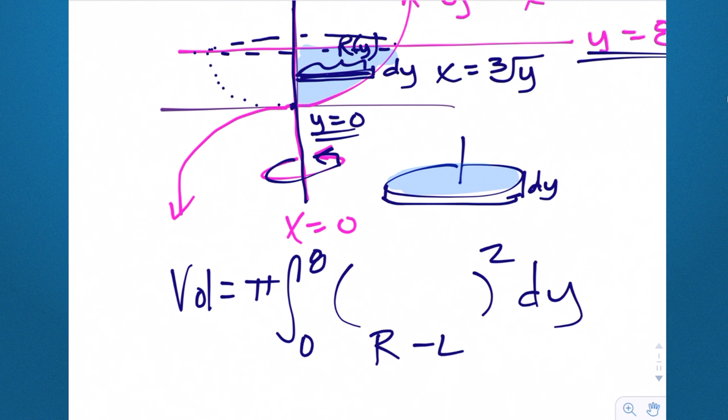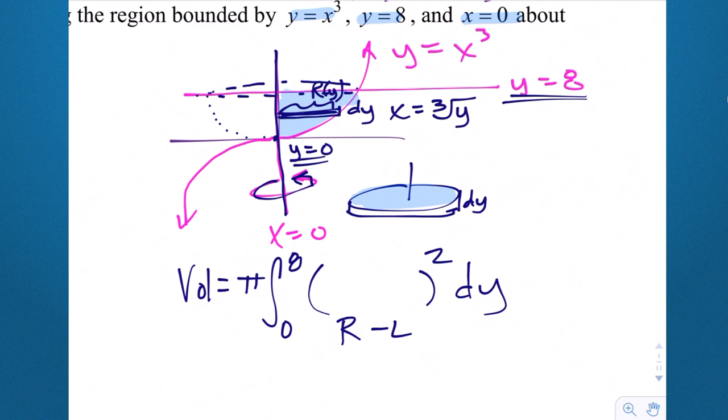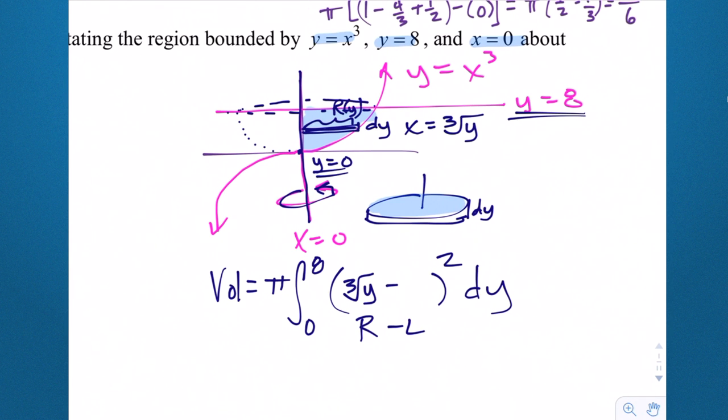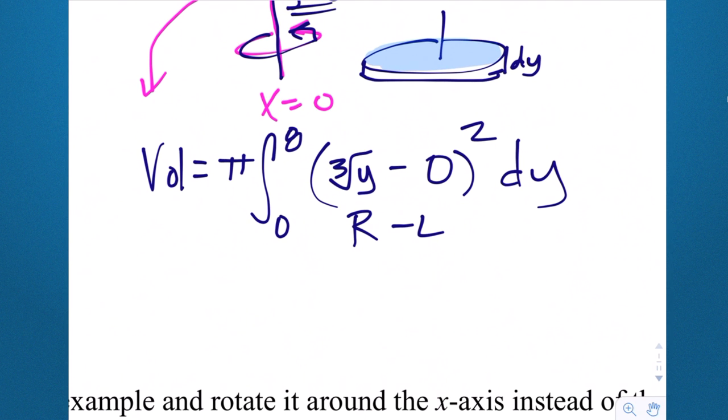And now r squared is not top minus bottom, but rather right minus left. And so the curve on the right is the cube root of y, minus the curve on the left, which is really the axis of rotation, x equals 0. So again, that communicates your method there. So if you want to evaluate this thing now, we'll simplify.